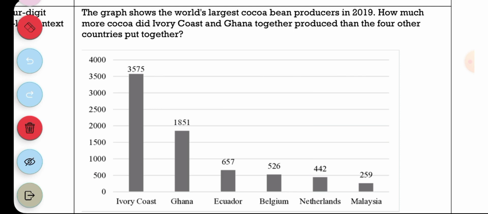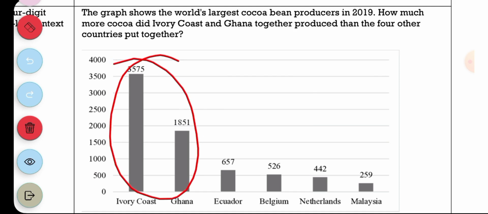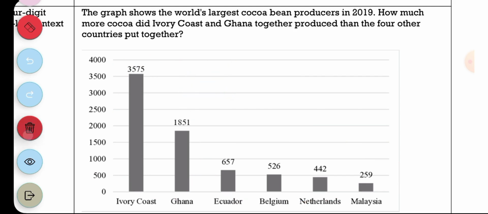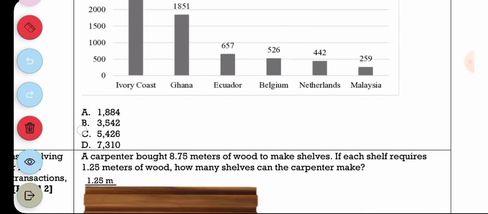So what you're going to do, thinking of the question, we have to do some subtraction. So we are going to have the number of cocoa being produced by Ghana and Ivory Coast against those produced by Ecuador, Belgium, Netherlands, and Malaysia. So we are going to add this and then subtract the total of this from this. And when you do your calculation right, your answer is going to be B.